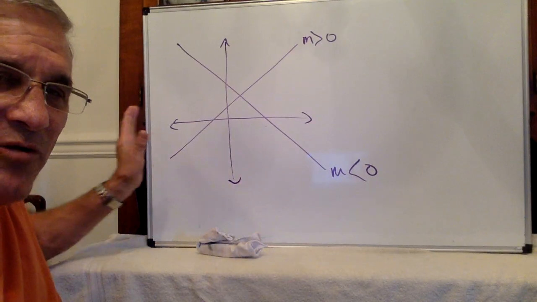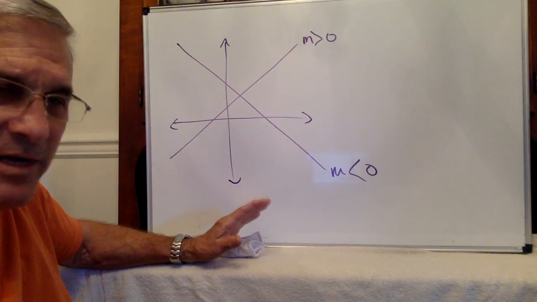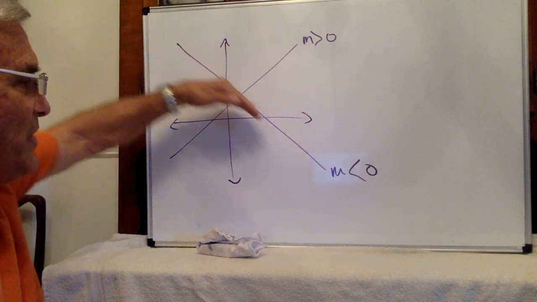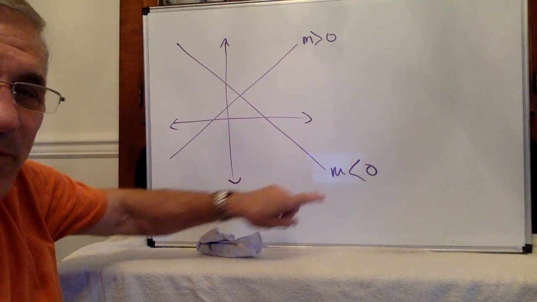And again, you read a graph just like you read English. You go from left to right. So from left to right, if this line's going up, slope has to be positive. From left to right, if this line goes down, slope has to be negative.